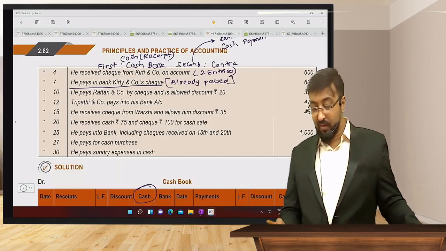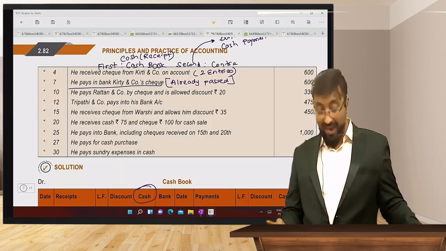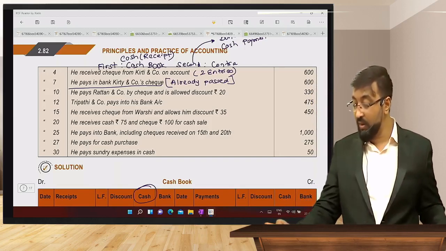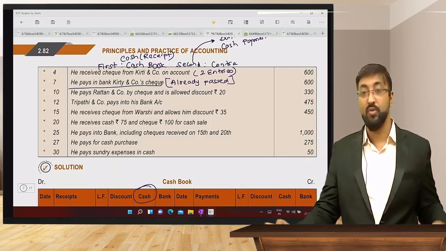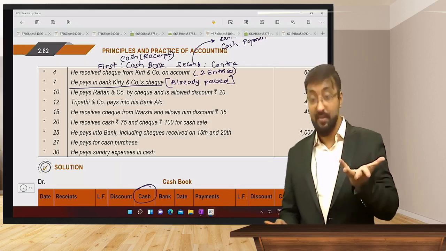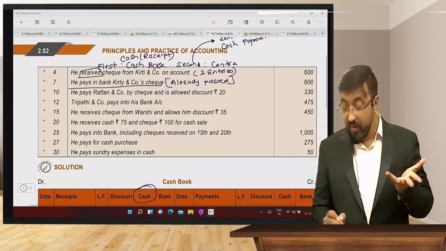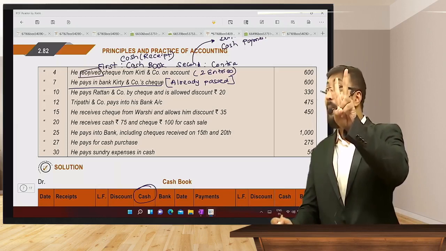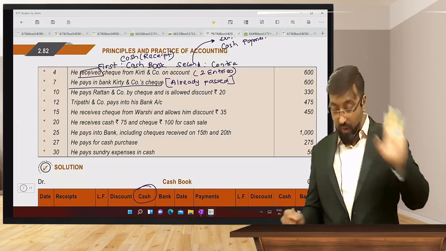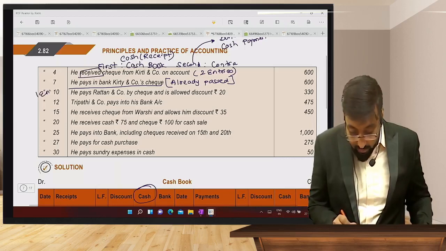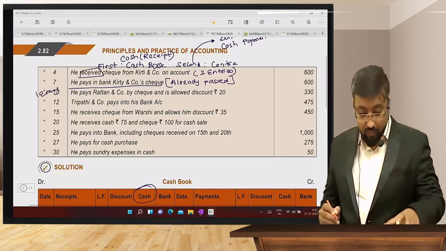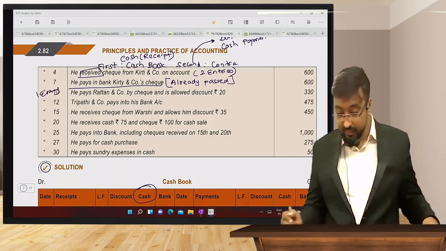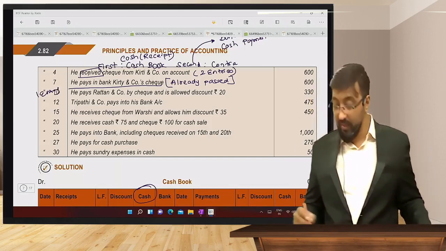He pays Ratan and Company by check and is allowed discount of rupees 20. Now see, he pays. Here he is not receiving. Whenever receipts are there, you will pass two entries. Whenever payments are there, only one entry. So here only one entry. What is the entry, beta?